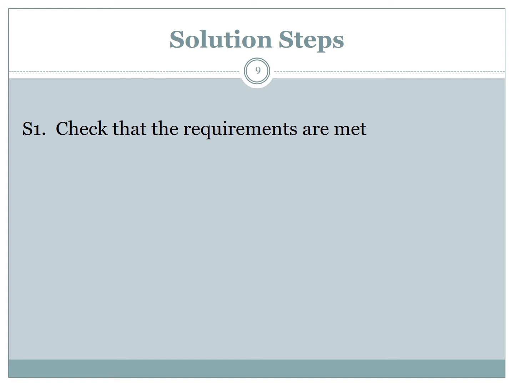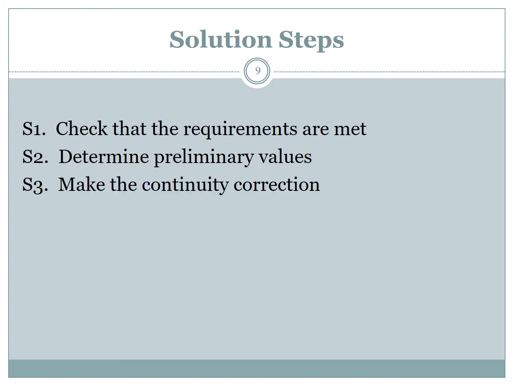Here are the steps to doing this problem. There are 4 steps. First, we check that the requirements are met. Secondly, we look at what are the preliminary values. The preliminary values are the mu and the sigma that we talked about earlier. Third, make the continuity correction. That's that table that I showed you that you need to make a note of. And then finally, we'll make the computation to find the required probability.